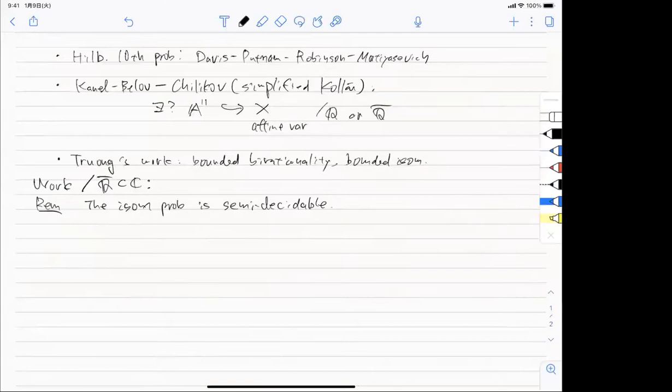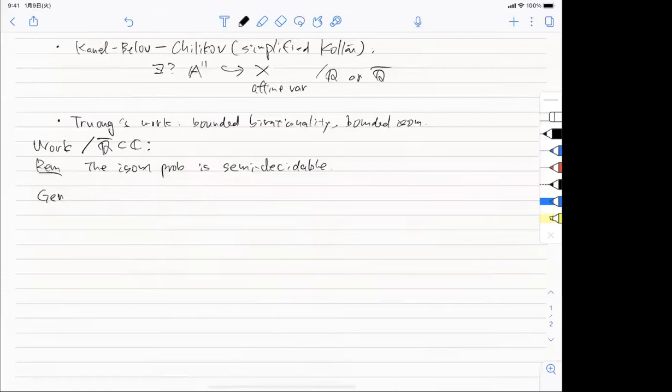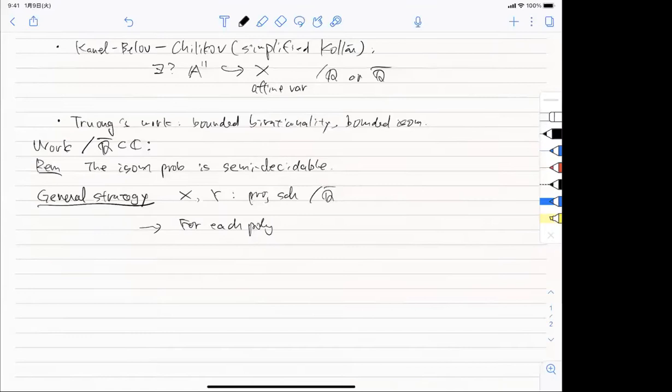Okay, and so the general strategy. Suppose we are given two projective schemes over Q bar, and then for each polynomial P of one variable with Q coefficients, we can compute Isom scheme between X and Y with Hilbert polynomial P.